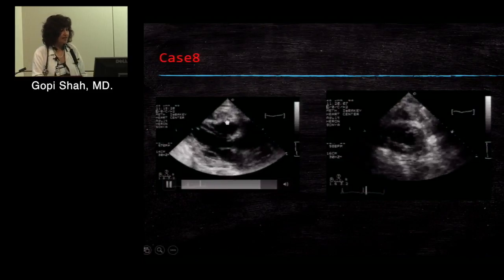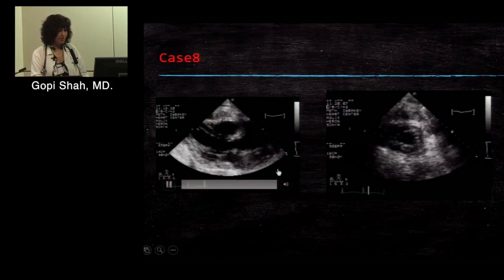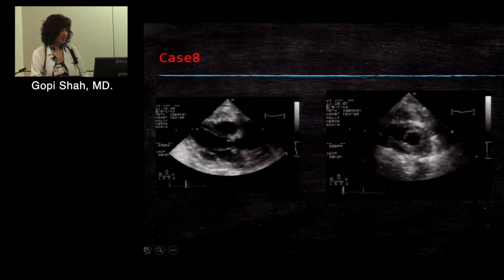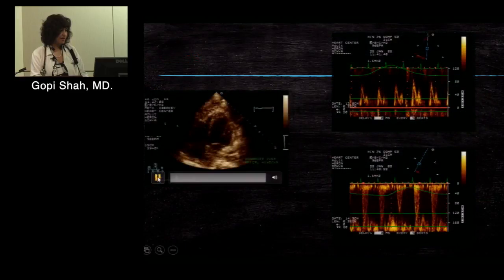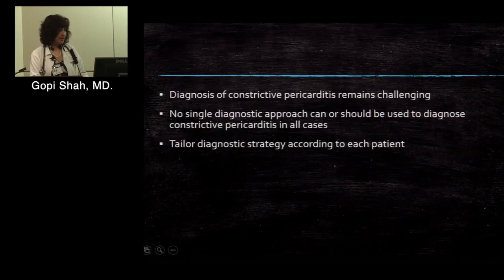Again, you can see there's a collection anterior to the RV. This is a huge hematoma causing constrictive physiology. Again, you can see the collection here. You can see a little subtle septal bounce, respiratory variation, LV outflow variation. So again, the diagnosis of constrictive pericarditis remains challenging. You have to have a high index of clinical suspicion and no single diagnostic approach. You have to tailor it to the patient.